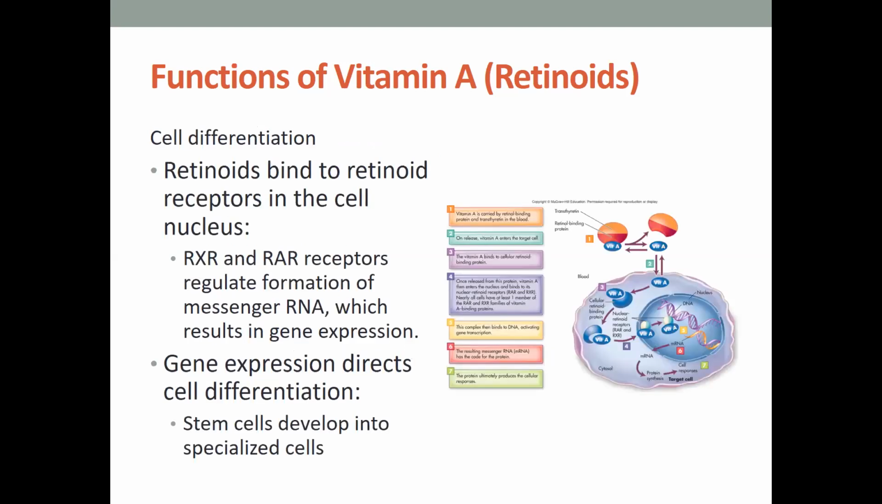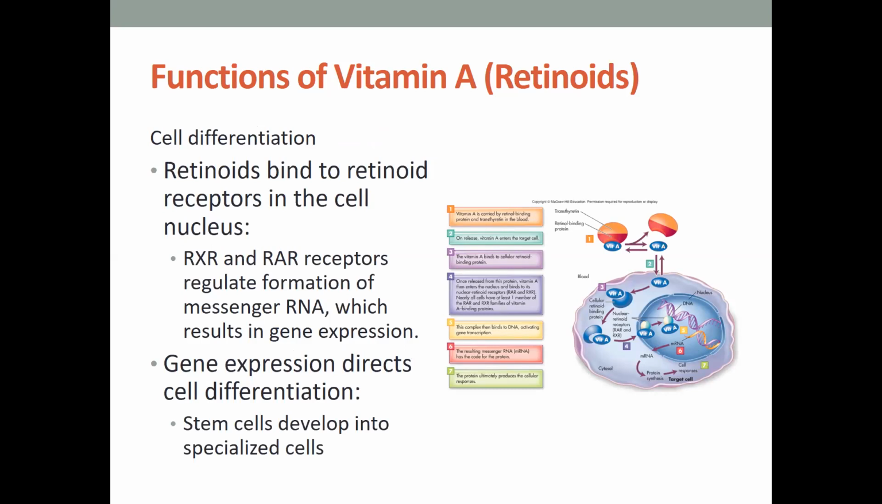A little bit more about cell differentiation. This is a lot of detail. Again, feel free to read in your textbook if I'm going too fast. So we know that retinoids bind to retinoid receptors in the cell nucleus. If you look over here at the picture, here's our nucleus with our DNA, and here's our vitamin A. It has a little carrier with it, and it's binding again to a receptor.